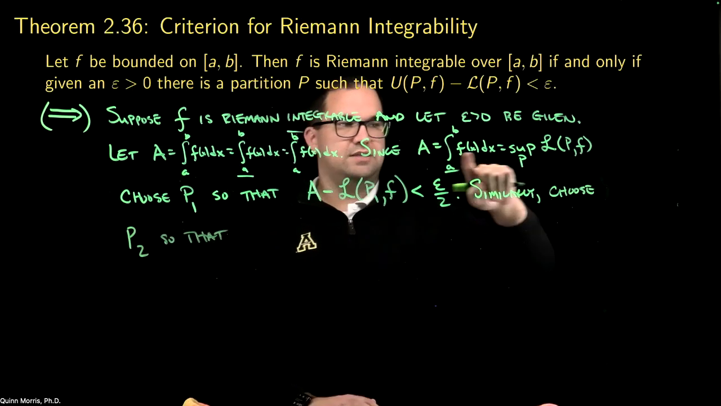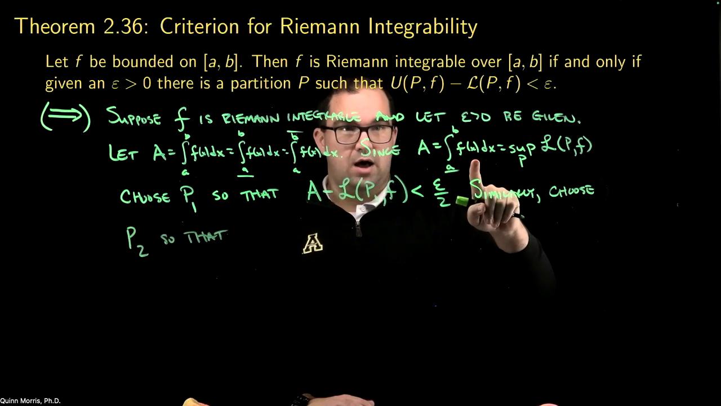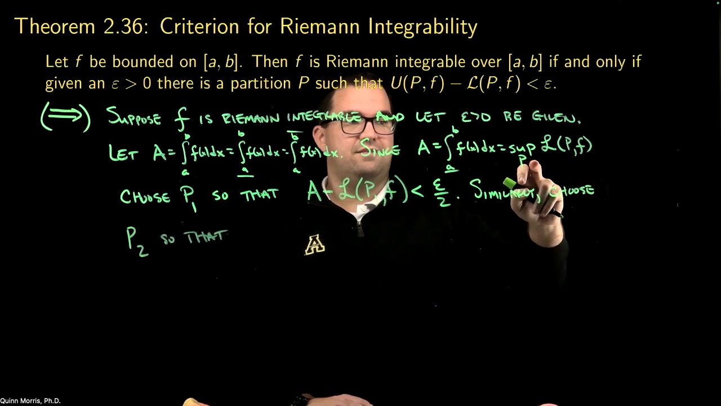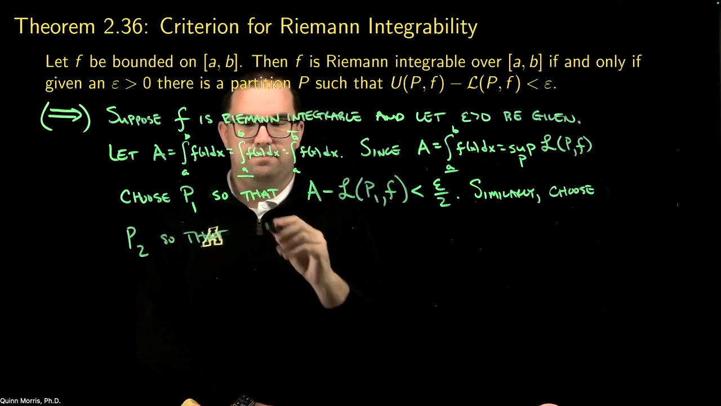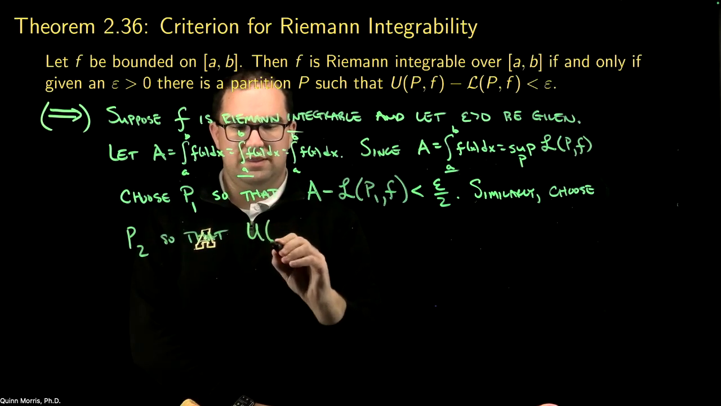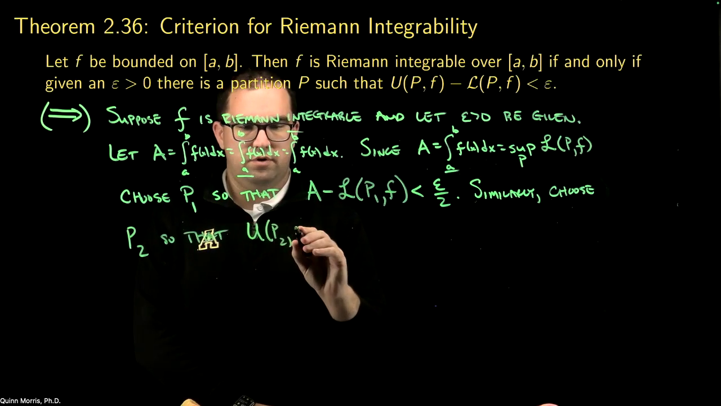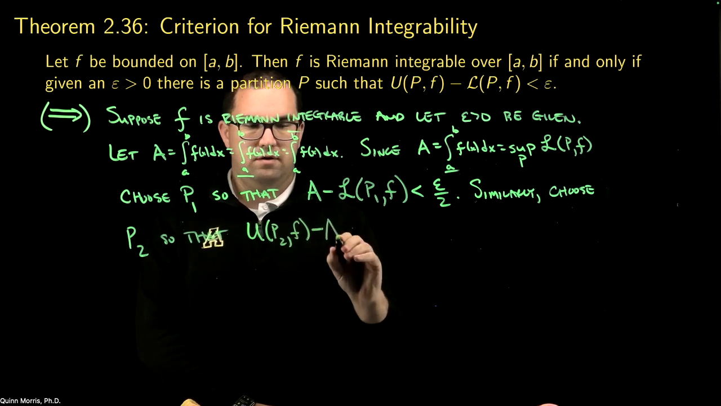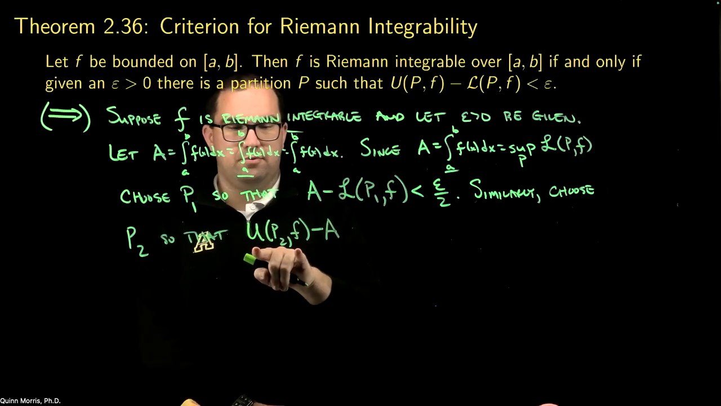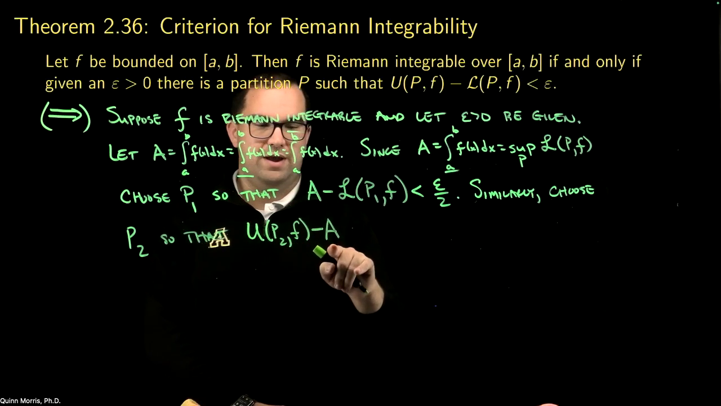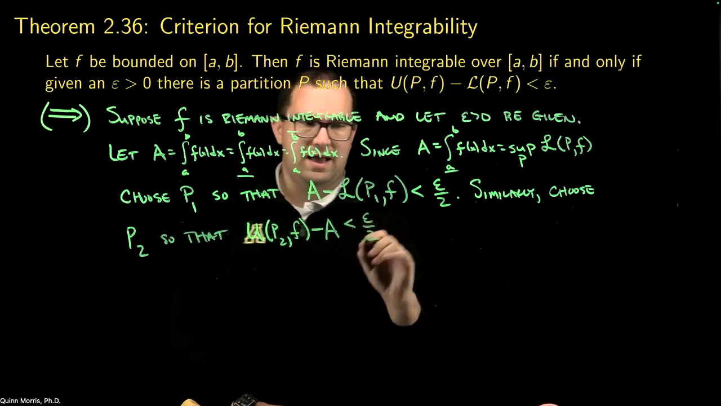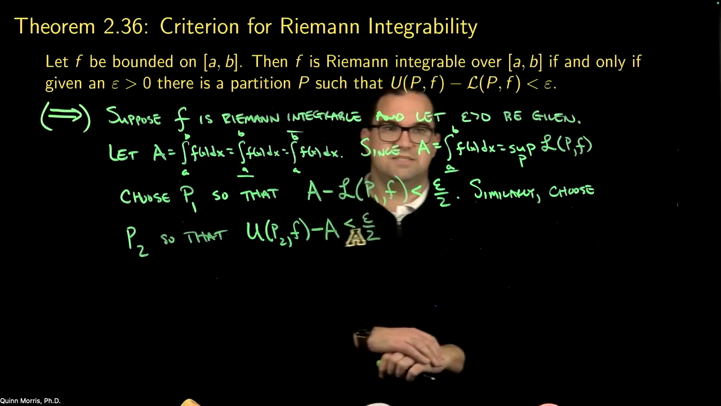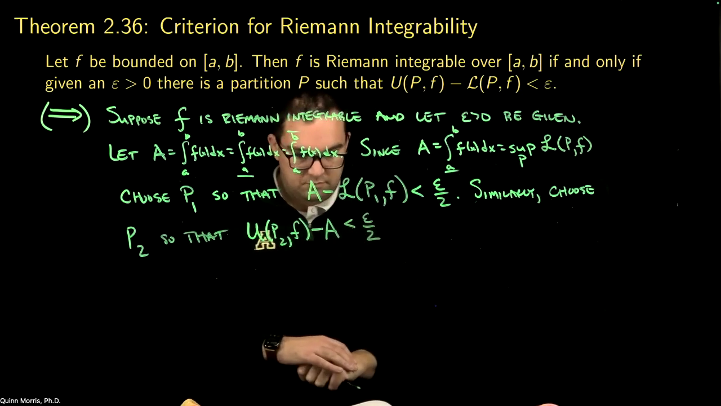So I could change all of this. A is also equal to the upper Riemann integral, which is equal to the infimum over P of all the upper sums. So I can choose a P2 so that the upper sum of P2, comma F, minus A, so the difference between the upper sum of F over this partition P2 and the actual value of the integral, is as small as I would like. I'll make that less than epsilon over 2 as well. All right.